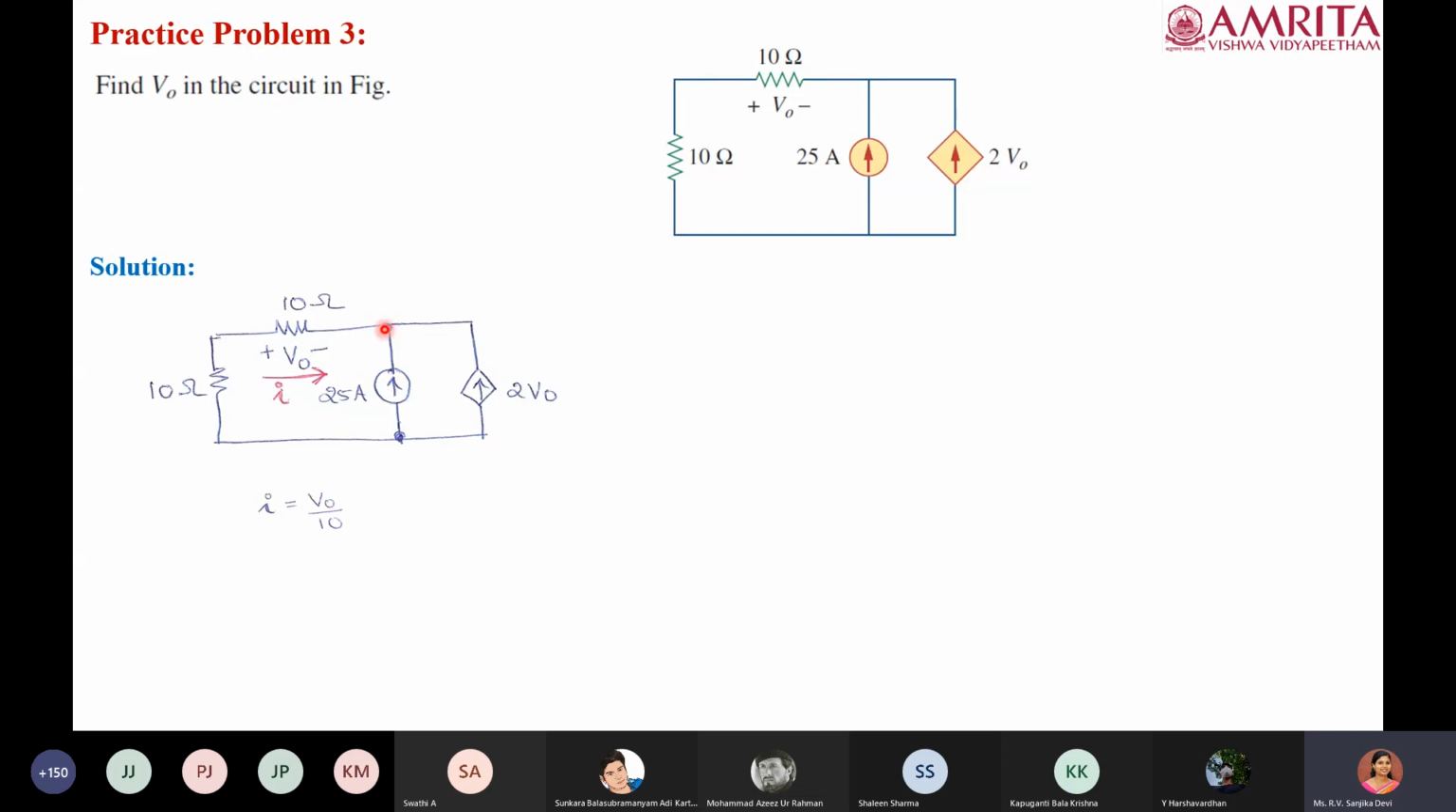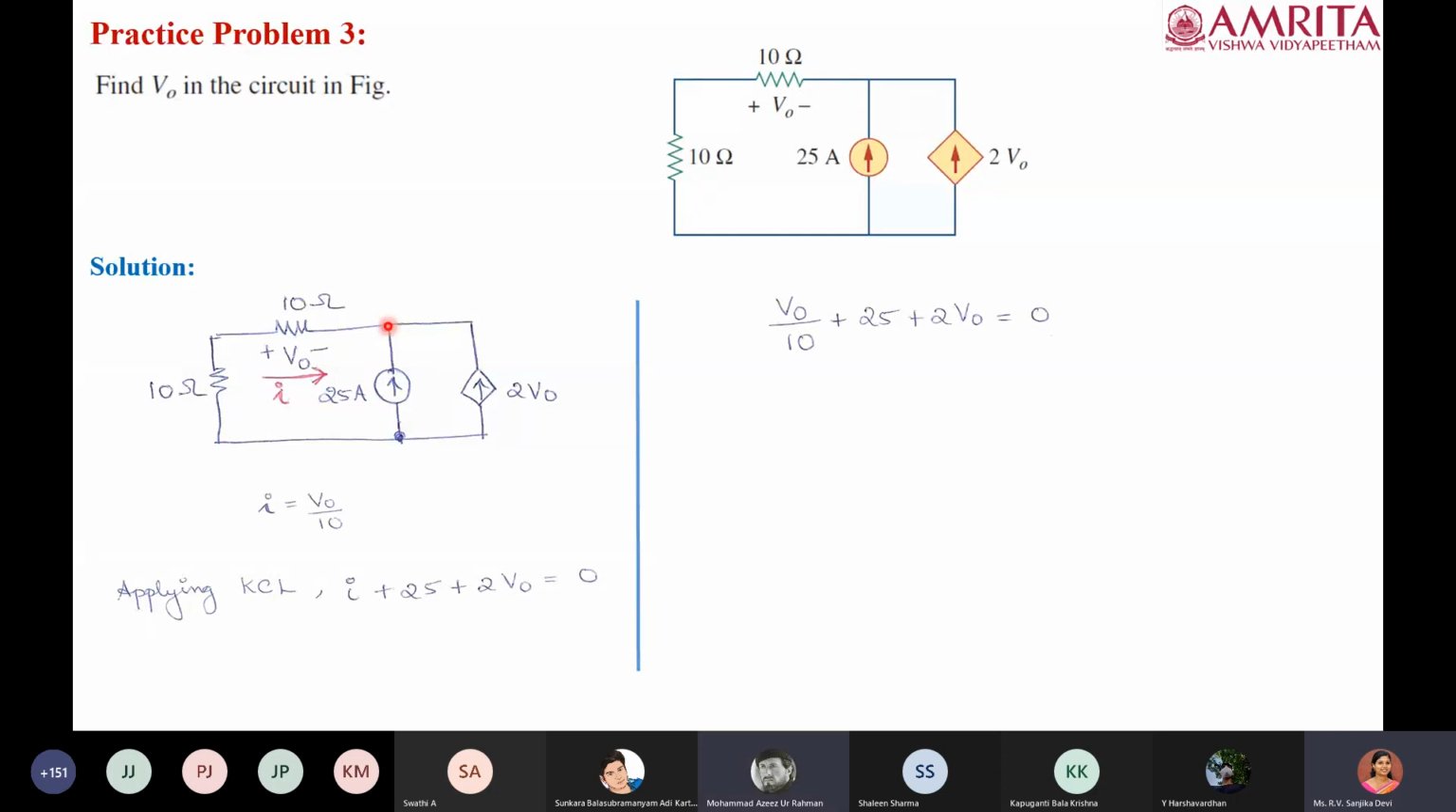Now we will write the nodal equation on the top node. Applying KCL, I is entering, 25 amps is entering, and 2 V naught is also entering. All three branch currents are entering that node. So we can write I plus 25 plus 2 V naught is equal to 0. Now substitute I with V naught by 10 and find V naught. So I is V naught by 10. We get a single equation with a single variable, so we can easily solve it.